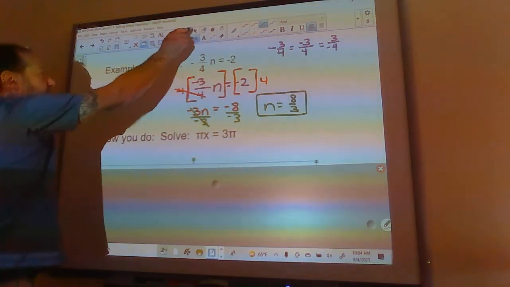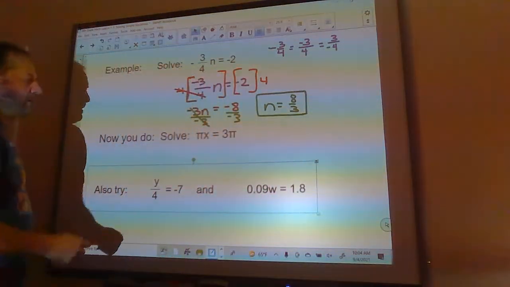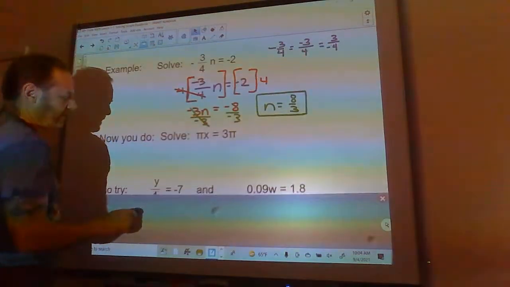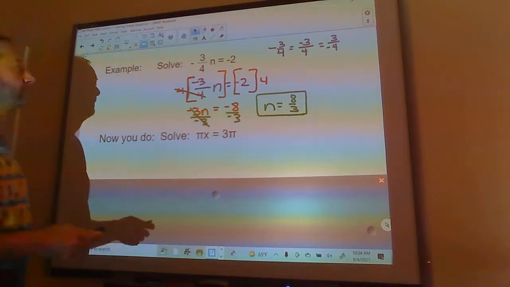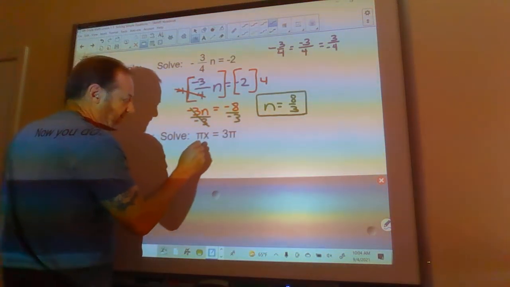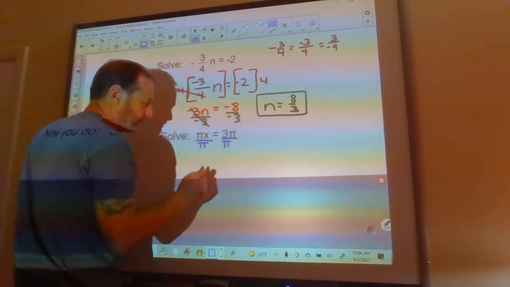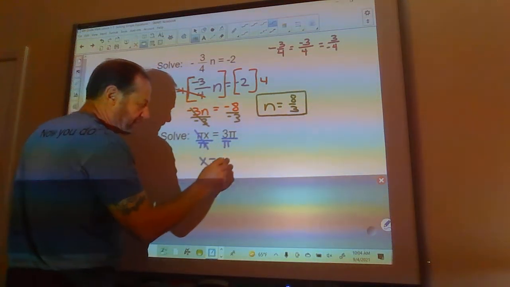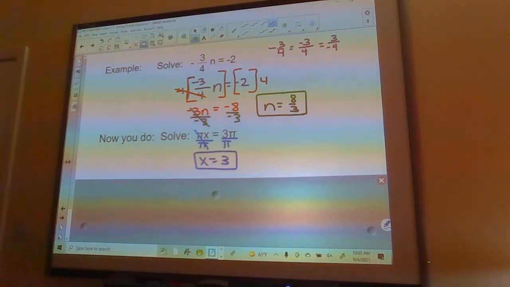Okay. Solve the equation. Let's do this here. I don't want to uncover all this. Solve the equation pi times x equals 3 pi. Okay, so pi times x. So we want to get rid of the pi, because remember, that's just a number. So I'm going to divide both sides by pi. The pi's are going to cancel out. I'm left with x on this side. And 3 pi divided by pi is just 3. And you're done.